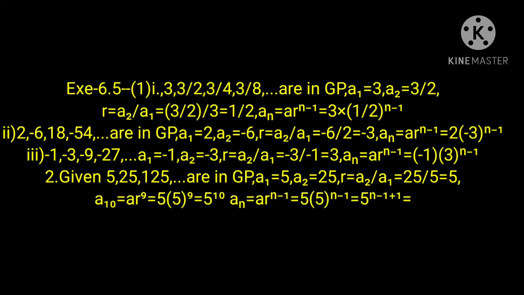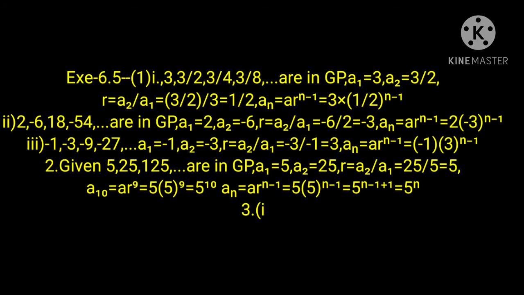Next, an is equal to a r power n minus 1 is equal to a is 5 and r is 5 power n minus 1, that is equal to 5 power n minus 1 plus 1. Minus 1 plus 1 cancel, that is equal to 5 power n.